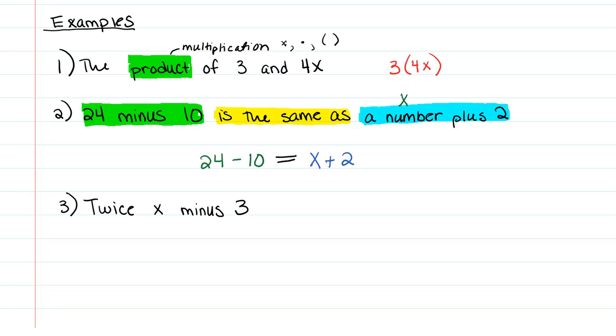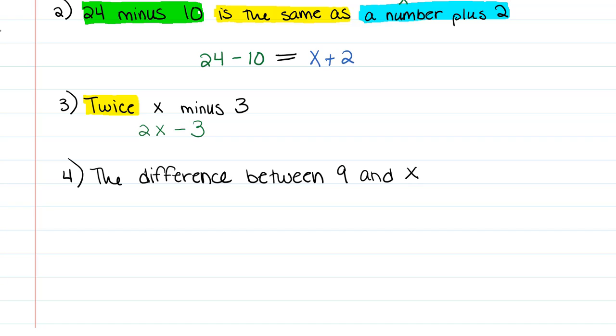In example 3, we're going to write twice x minus 3. So in this case, twice is telling us to use multiplication, right? We want double x. So we're going to do 2x minus 3. In example 4, we have the difference between 9 and x. The word difference is a synonym for subtraction, so we're going to subtract 9 minus x.